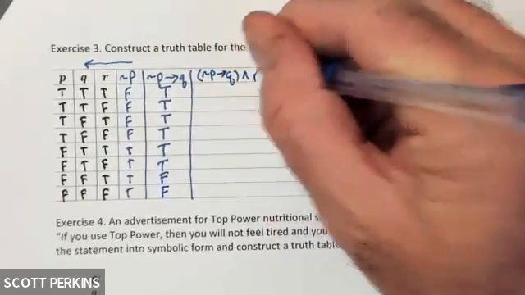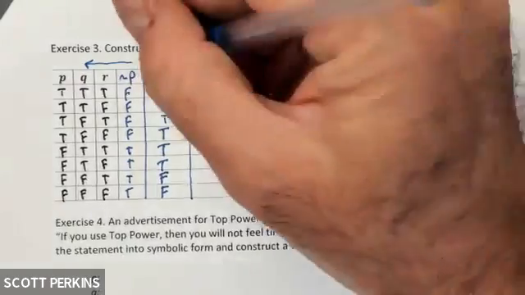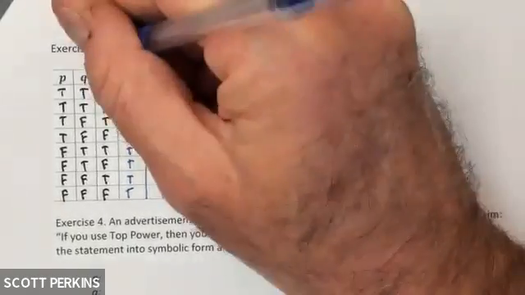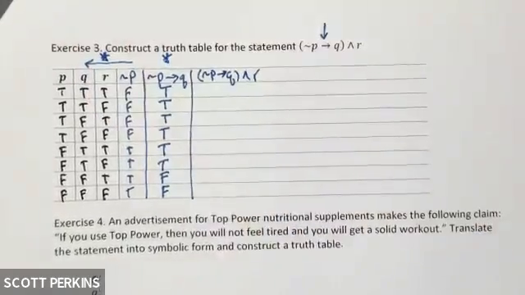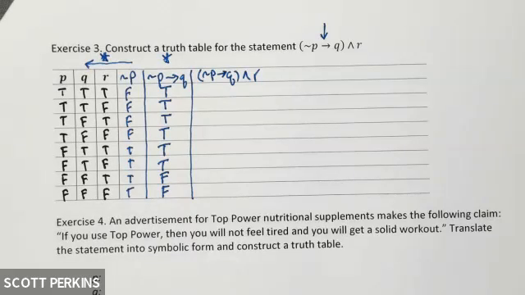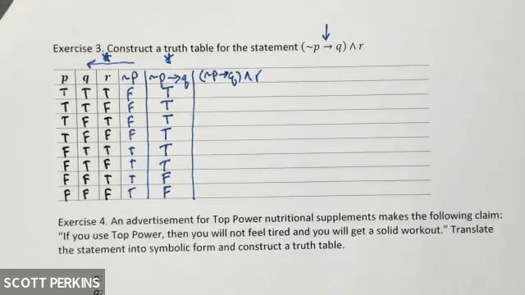Now I'm going to take what we just did and I'm going to "and" it with R. So I'm going to put a little asterisk here and a little asterisk here just so I can keep it sort of straight. And now the "and" statement. We haven't done one of these yet this morning. When is the "and" statement true?